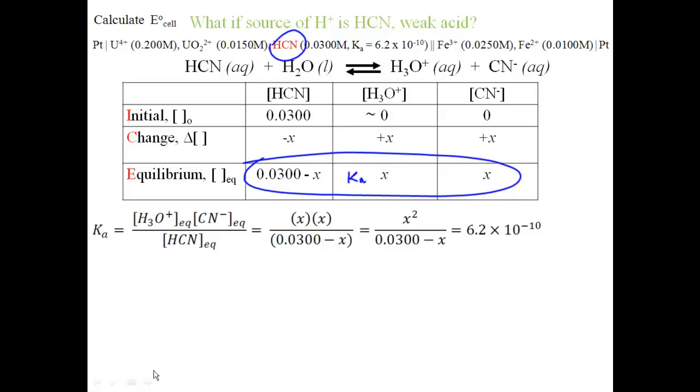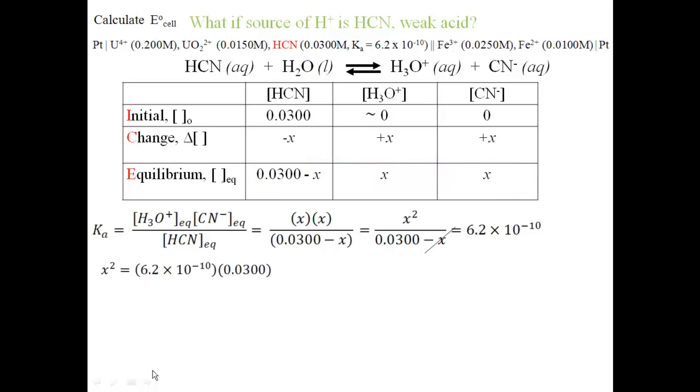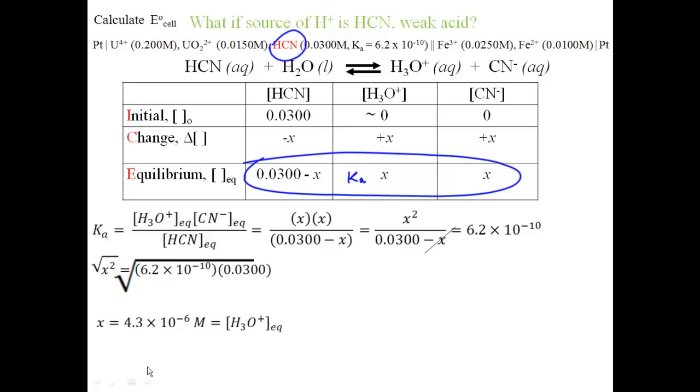Now, I can use the quadratic formula, or there's a way we got around this. We looked at the powers of 10. 0.03, that's about 10 to the minus second. My Ka is 10 to the minus 10th. That's 8 orders of magnitude difference. We said if it's 3 or more, then we can neglect X. So we go ahead and get rid of that X, which then means I have X squared is equal to 6.2 times 10 to the minus 10th times 0.03 after I multiply both sides by 0.03. Now how do I get rid of the square term? Square root of both sides. Okay, which then means I have X is equal to 4.3 times 10 to the negative 6 molarity.